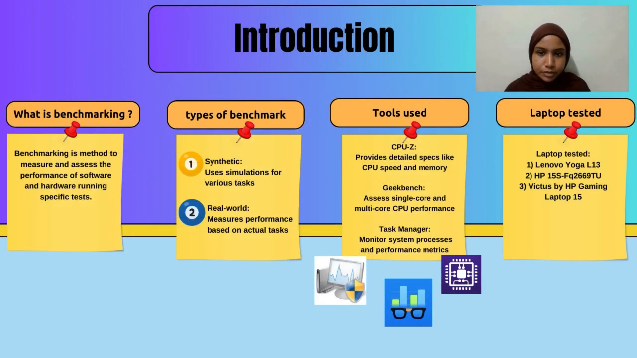So this part is for the introduction. So what is benchmarking? Benchmarking is the method where we measure and assess the performance of the software and the hardware running specific tasks. And then there are two types of benchmark, which are synthetic and real world. And then the tools that we use are CPU-Z, Geekbench, and the Task Manager. And then we did the tests on 3 laptops.